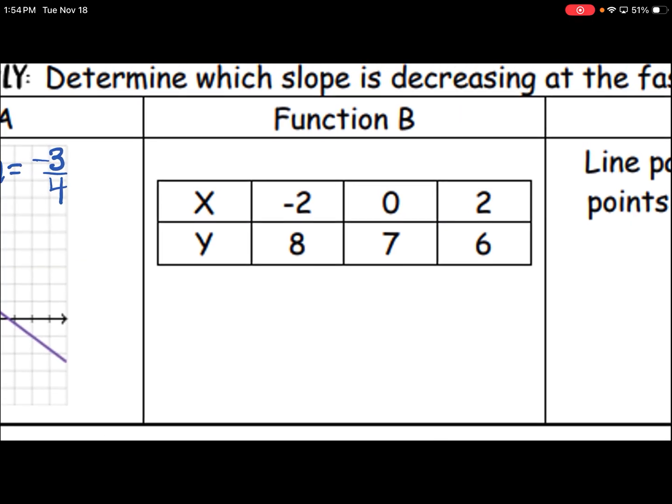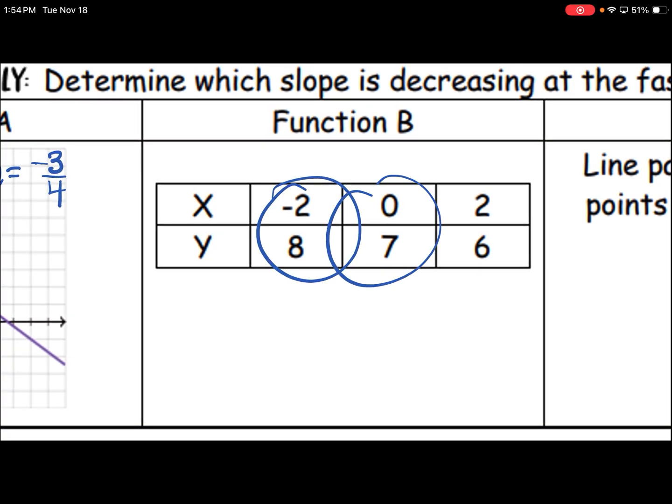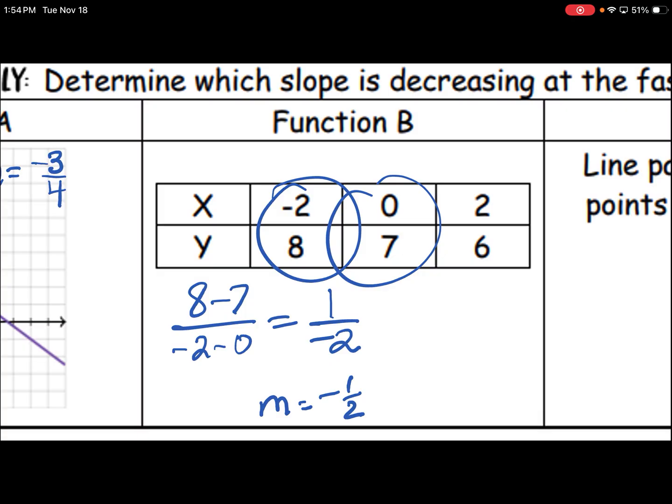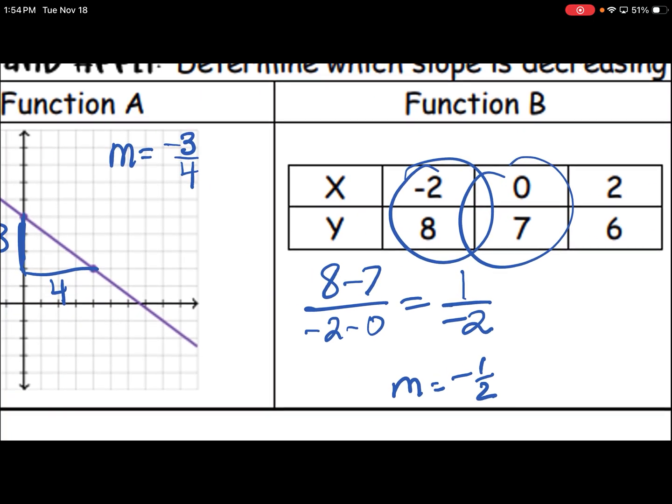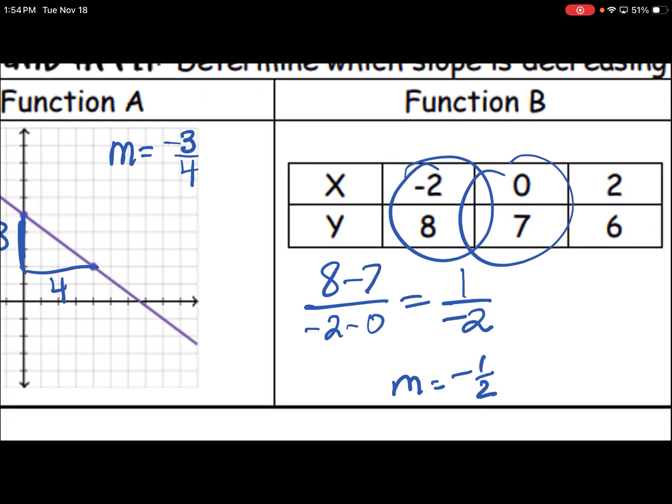For B, any 2 points, I'm just going to pick these two. I'm going to do 8 minus 7, and I'm going to do negative 2 minus 0, which is going to give me 1 over negative 2. You might have done different points, but we all should have gotten M is negative 1/2. Who is going down faster between A and B? Negative 3/4 or negative 1/2?